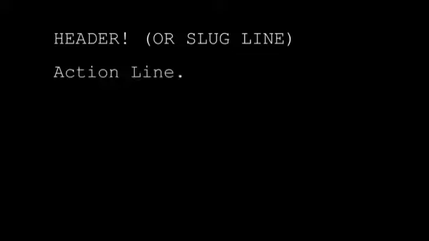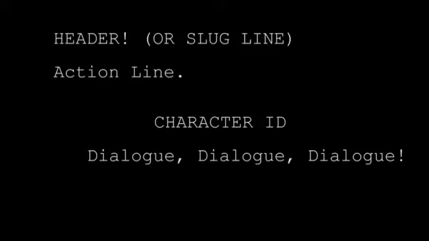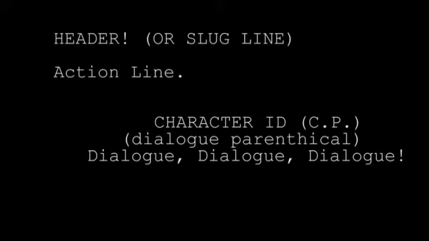Here are the 8 kinds of items or lines you can find in a screenplay. Header, action line, character ID, dialogue, character parenthetical, dialogue parenthetical, transition, and over black and title markers. And that's it. There's really only 8. So let's go through them one by one.